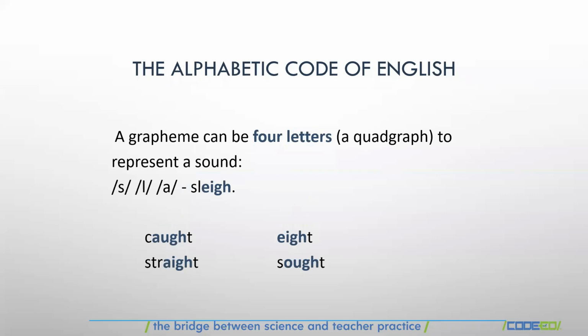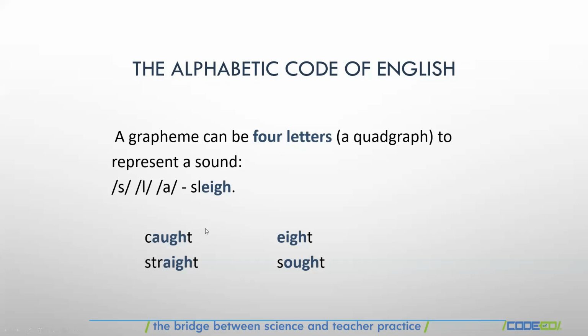And the last one is four letters for one sound, called a quadgraph. And so we have a word like sleigh, S, L, A: S for S, L for L, and EIGH for A. Most of the quadgraphs have got a GH with vowel patterns.